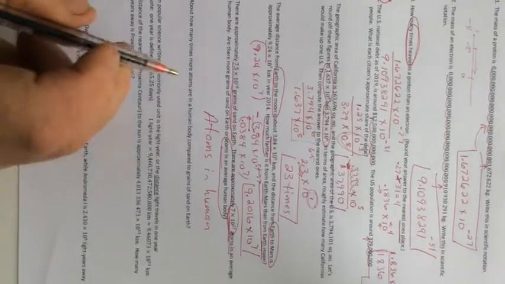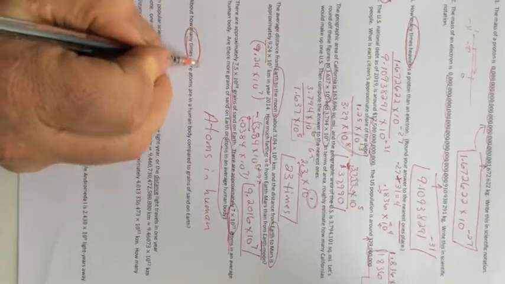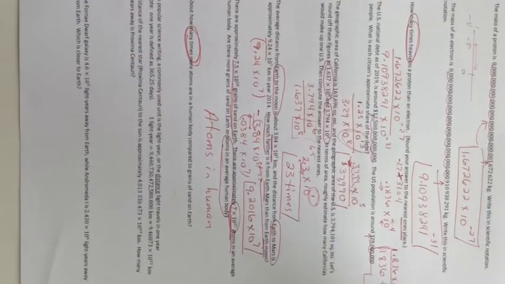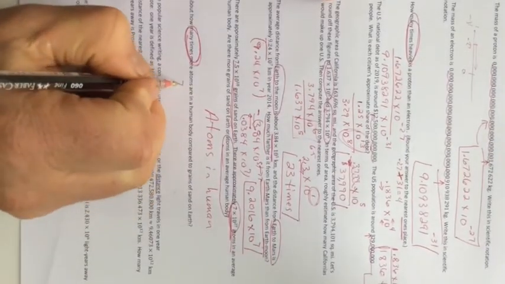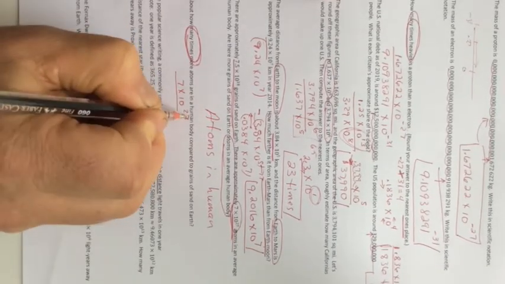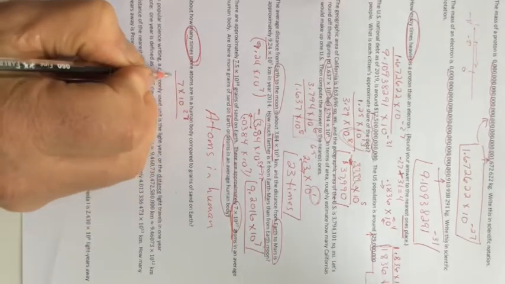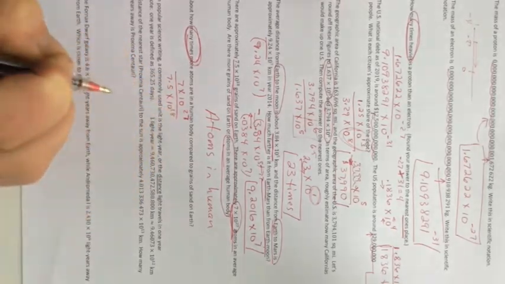About how many times more atoms in the human body compared to Earth? So how many times more? So if we divide those together, we'll see how many times more there are. So let's go ahead and divide them. Let's take the big one divided by the little one. So the atoms, 7 times 10 to the 27, divided by the grains of sand, 7.5 times 10 to the 18.